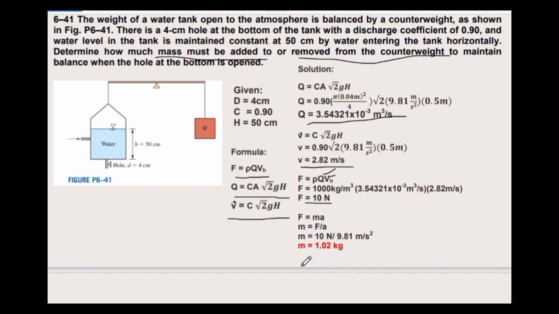So the mass that we need to remove from the counterweight to maintain the balance when the hole at the bottom is open is 1.02 kilogram.